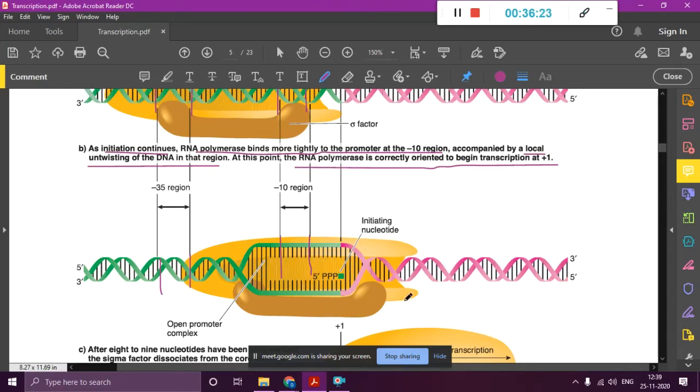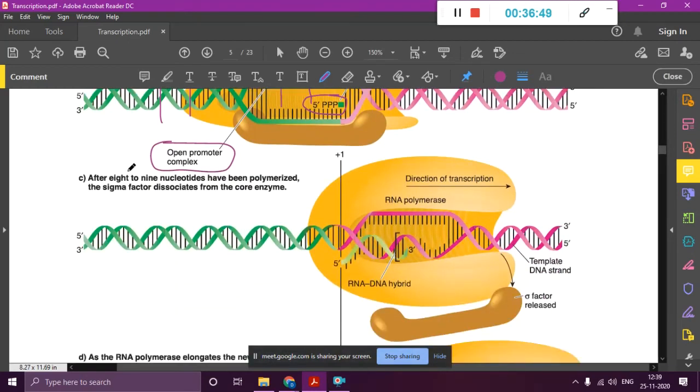So it is unwound, and now it is in a perfect place to start transcription. The initiating nucleotide is the +1 nucleotide. So the first nucleotide triphosphate comes and sits over here. This complex is known as the open promoter complex. So you can expect questions coming. What is closed promoter complex? What is open promoter complex?